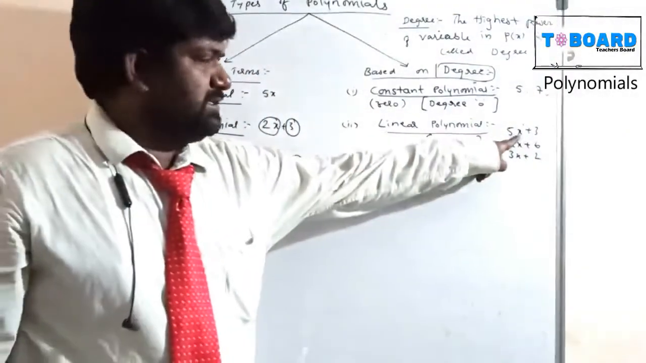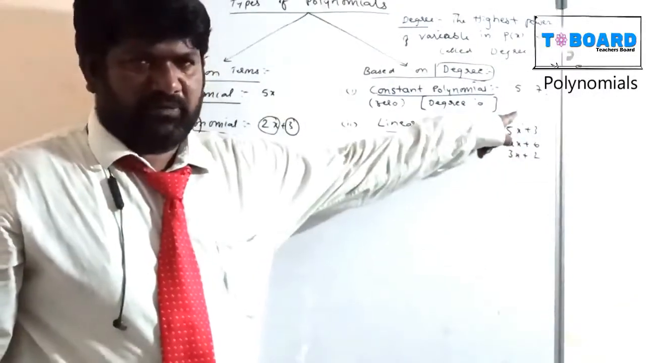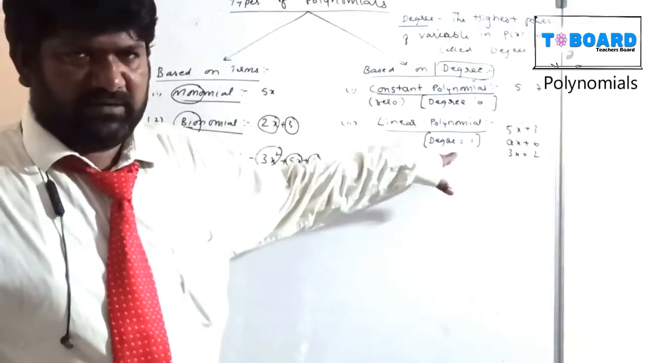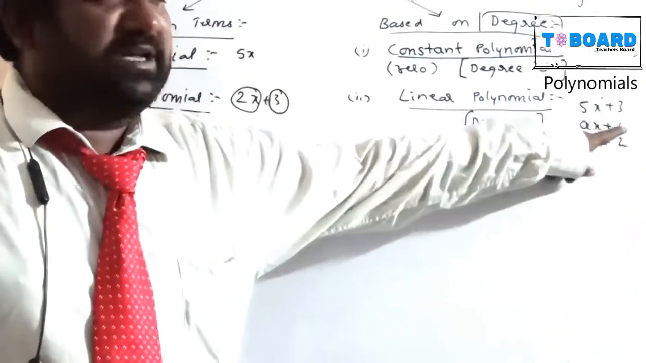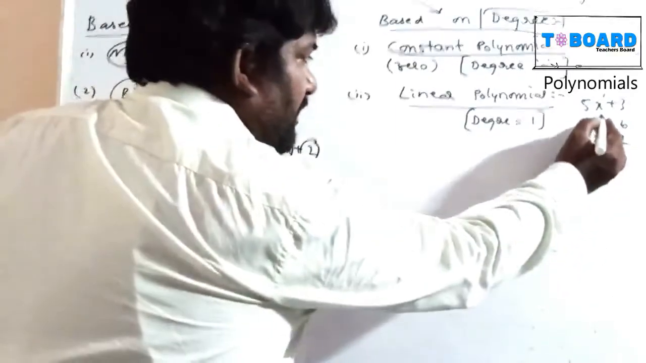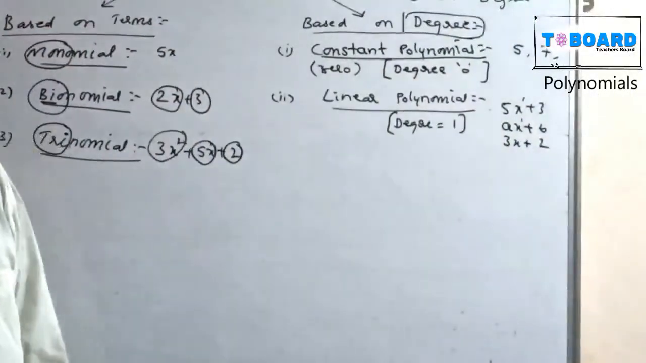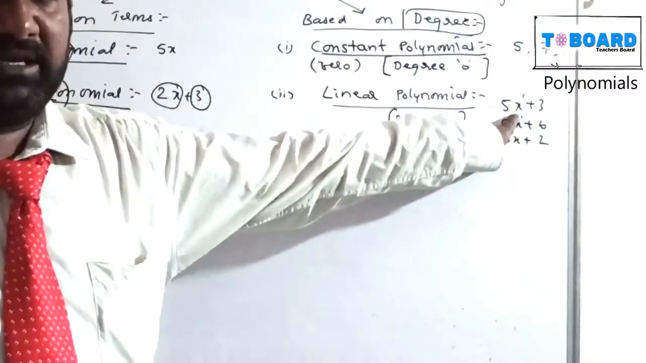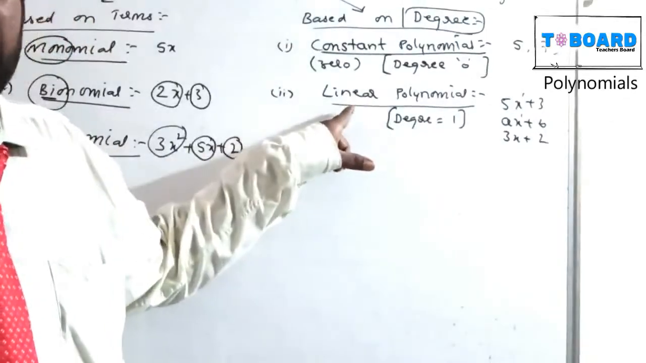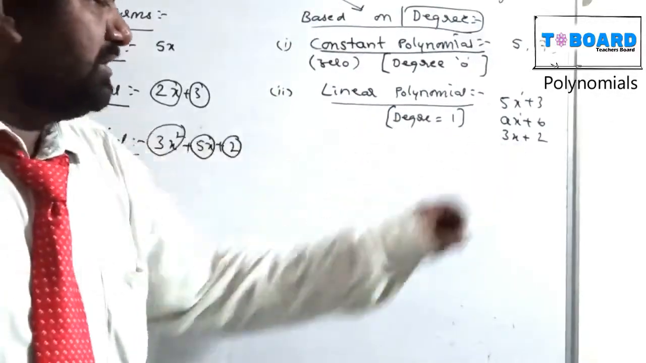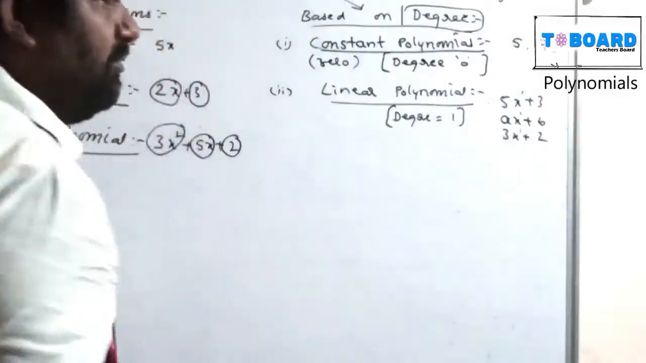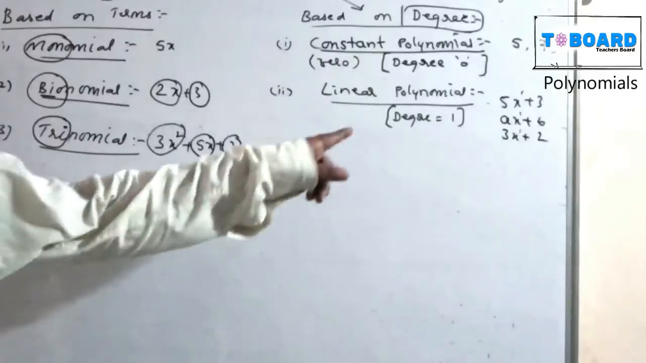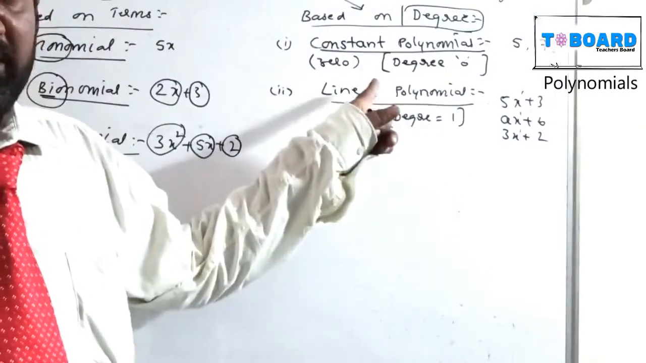In 5x plus 3, the variable is x power 1. X power 1 means the degree is 1, the highest power of x is 1. Next, ax plus b, a polynomial p of x. The highest power of x is 1 and the degree is 1, so it is a linear polynomial. In 3x plus 2, the variable is x, the highest power of x is 1, so the degree is 1, a linear polynomial.